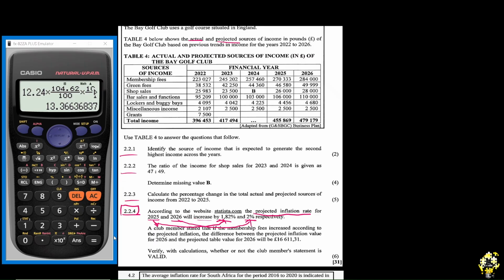Now, what's the question? A club member stated that if the membership fees increased according to the projected inflation, these membership fees, we have them here. If they increased according to the projected inflation, the difference between the projected inflation for 2026 and the projected table value for 2026 will be $16,611.31. 6 marks.